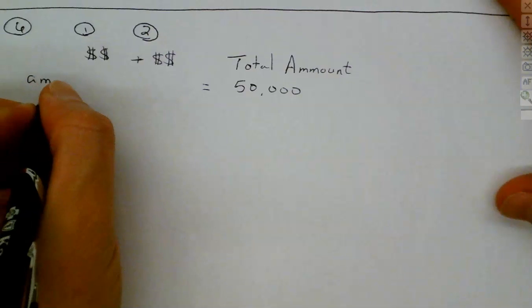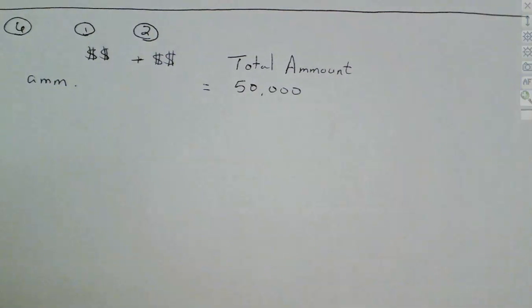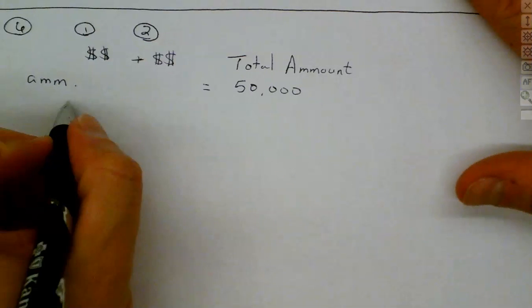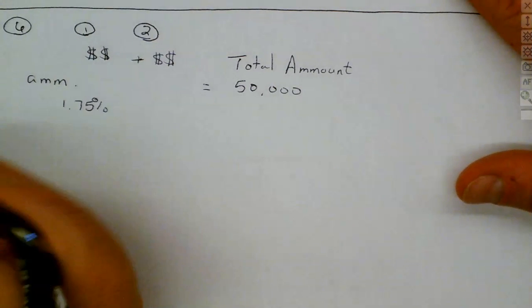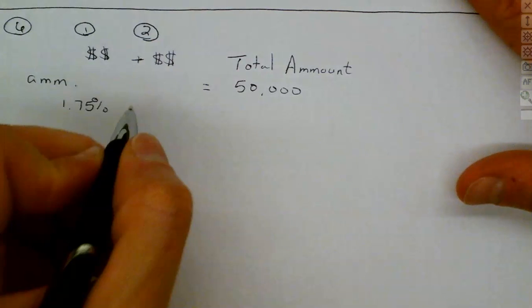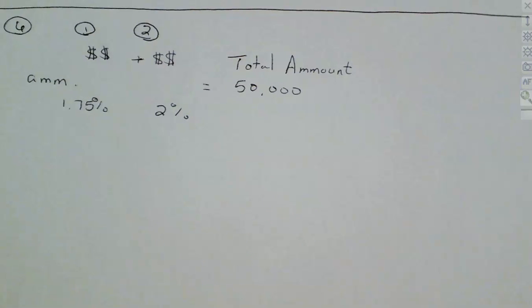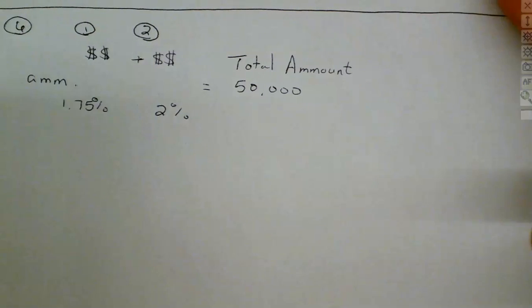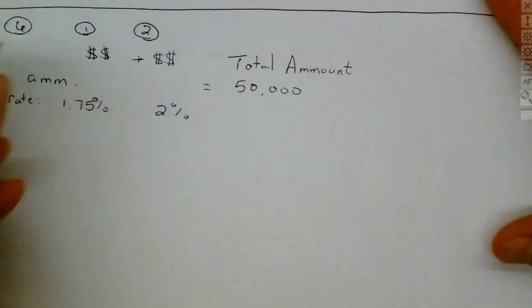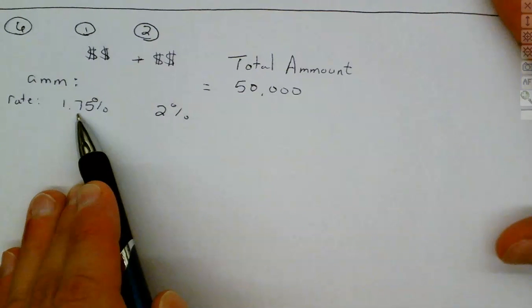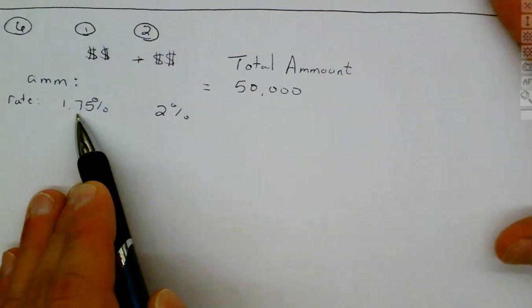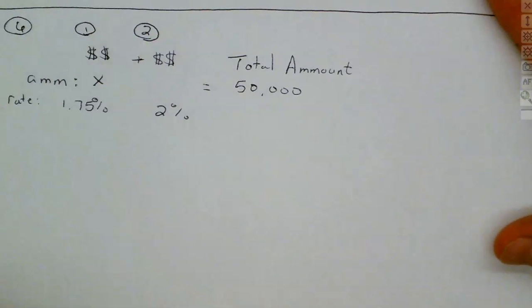What about the interest rates? We've got two different interest rates. 1.75%, which is here, and 2%, which is over here. Now, this is your rate here, just so we've got them labeled. Do we know how much money we have in the 1.75% account? Does it tell us at all? No. So that's going to be our unknown. So we're going to put an X here.